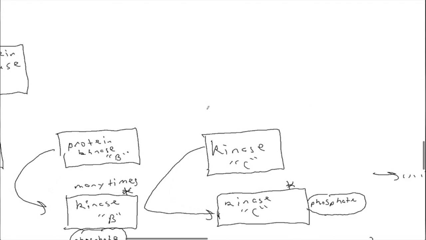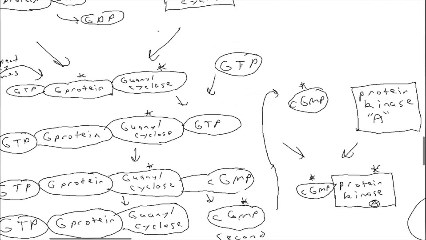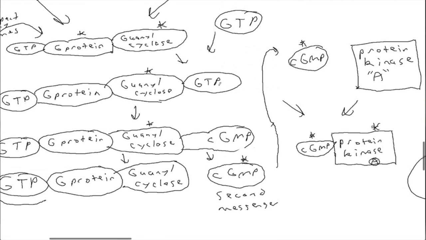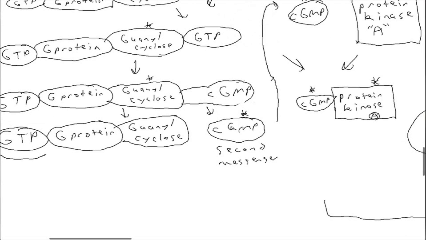So what that little arrow really means is what we were talking about here. The GTP attaches to the guanylyl cyclase. While it's attached to the guanylyl cyclase, the guanylyl cyclase turns it into cyclic GMP. Then the guanylyl cyclase releases it, and it floats away as cyclic GMP.